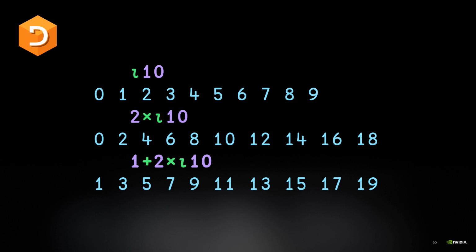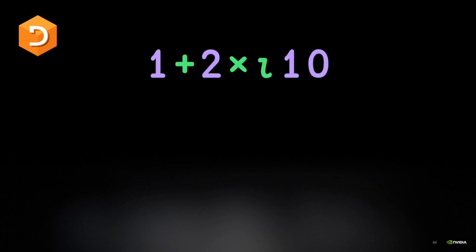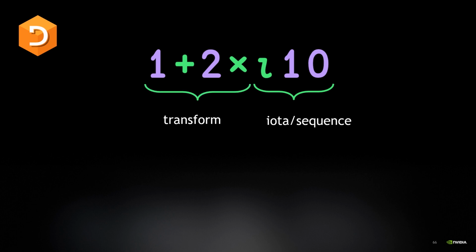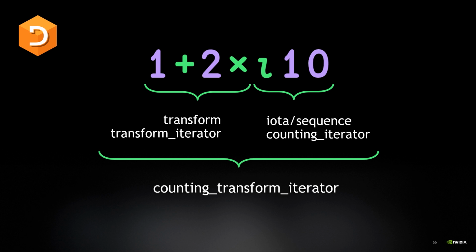And if we take a look at this final expression and break it down, on the right, you can think of this as our iota or thrust sequence. And on the left, you can think of this as our transform. And these are the corresponding algorithms, but we can also use fancy iterators to get the same behavior. So counting iterator is what we would use for the right, and transform iterator is what we would use for the left. And if you combine these two, you could get a construct called something like the counting transform iterator. And this gets used all of the time in the code base that I work on, libcudf, in our RAPIDS project.